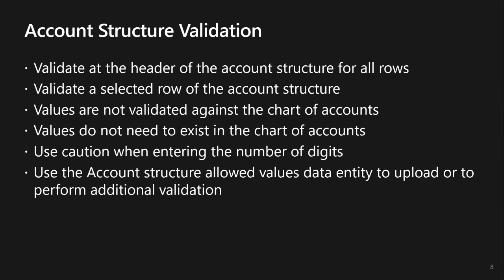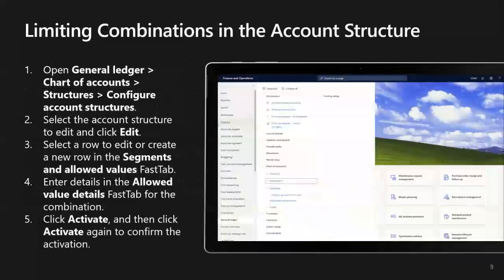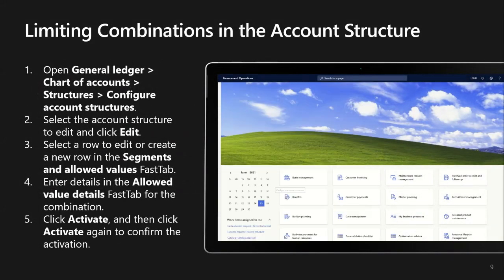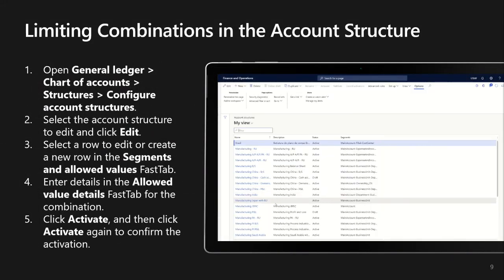We recommend that you use the account structures allowed values data entity as a way to import and export your configuration. By exporting those values to Excel, for example, you can do additional validation and perform a VLOOKUP, for example, against your actual dimensions and account numbers. So now I'm going to show you how you can limit combinations in the account structure.